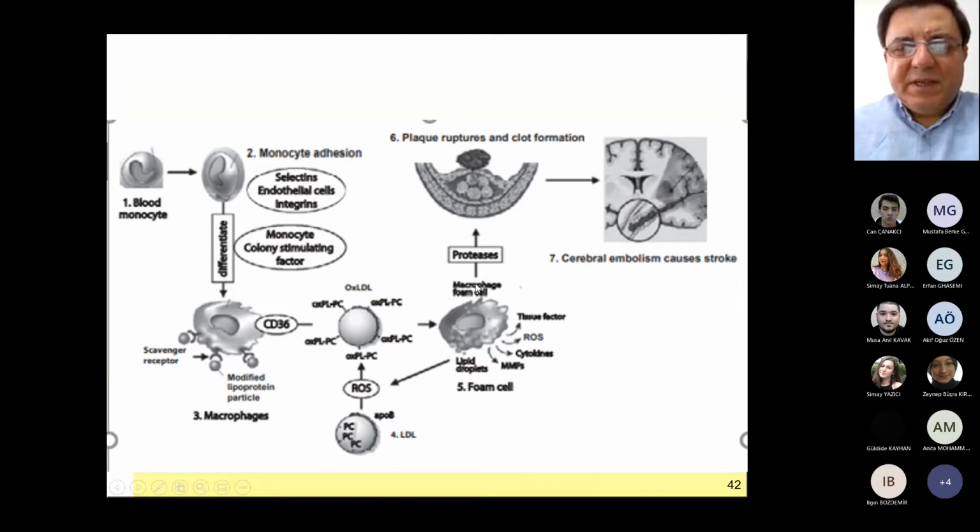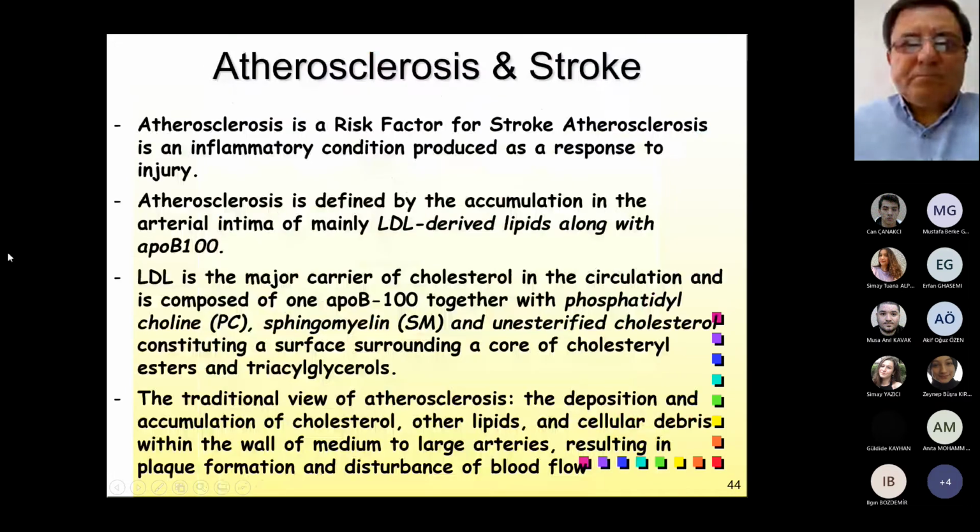And then the protease enzymes are rupturing this plaque and clot formation starts. And then this clot may go to the central nervous system or peripheral vascular system, and may cause stroke at the end. And atherosclerosis is also a risk factor for stroke. So it is an inflammatory condition.